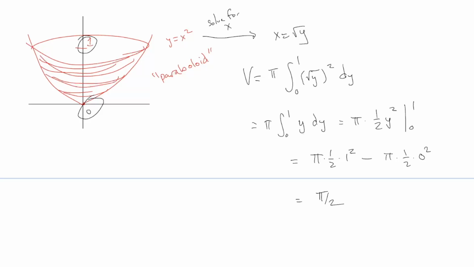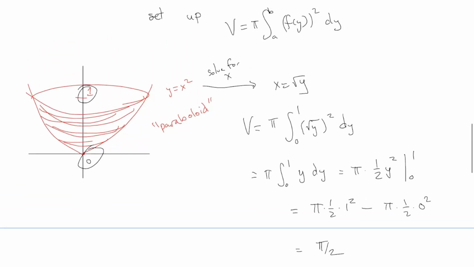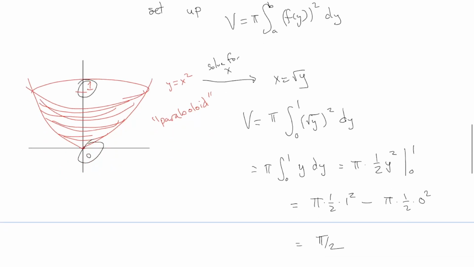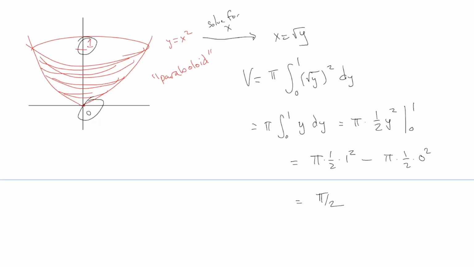All right. So this is what I called the easy variation. When it rotates around the y-axis instead of the x-axis, sometimes this is a little tricky to do, but you have to solve your function for x in terms of y, and also figure out where your boundaries are in terms of y, not x. But it's not so tricky.